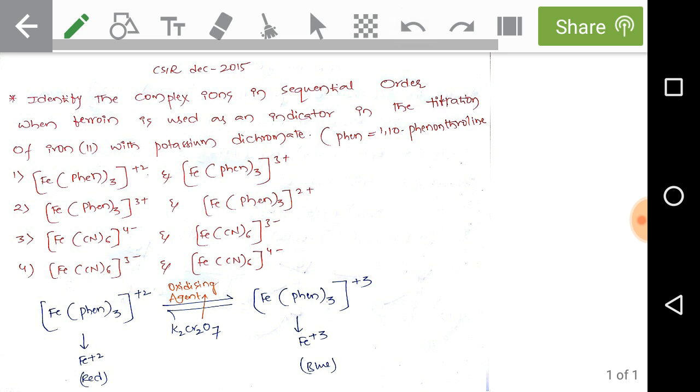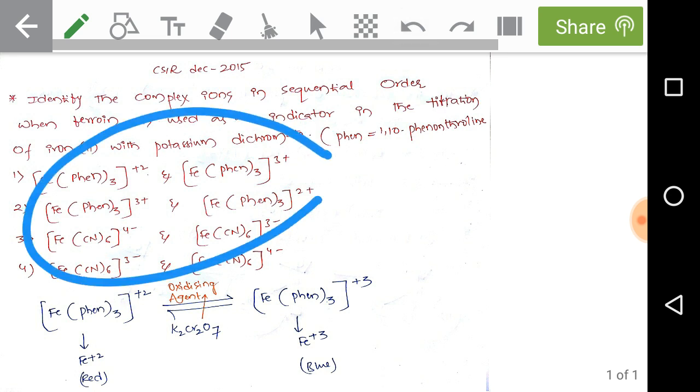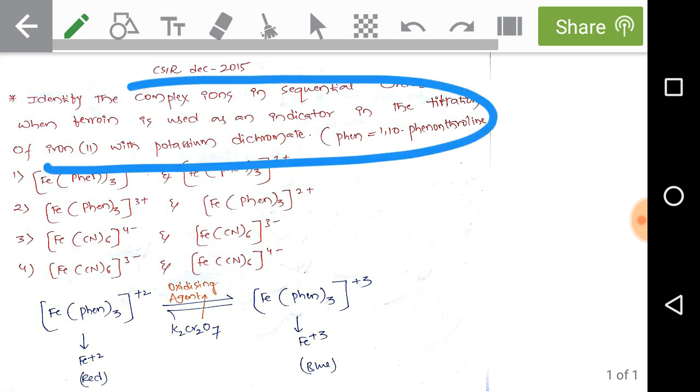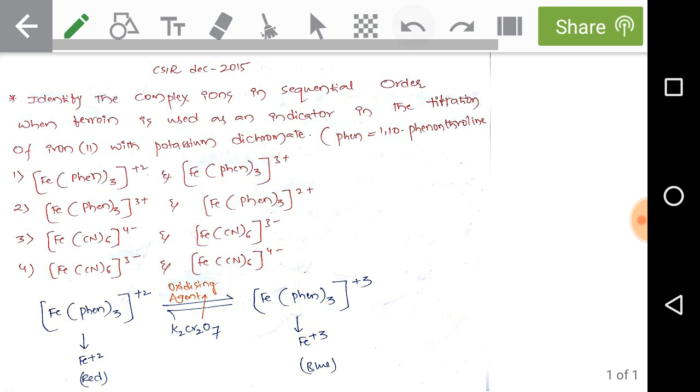So here phenanthrene, 1,10-phenanthroline, just observe the four options here, we need to find them correctly. If you observe the given problem, you can understand that the given titration is simply a redox titration. In that, iron plus 2 is simply converting to iron plus 3, whereas potassium dichromate acts as the oxidizing agent. That means it simply abstracts an electron from iron plus 2 of the given iron phenanthroline complex, and it produces the iron plus 3 phenanthroline complex.